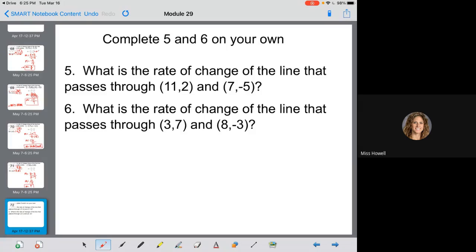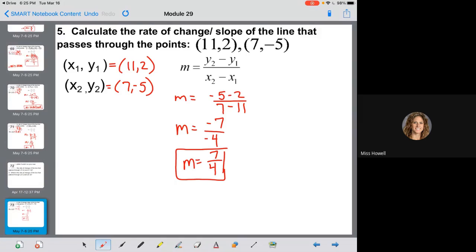All right, hopefully you've done your on your owns. Let's look at them. I chose to call 11, 2 my point number 1 and 7, negative 5 my point number 2. But again, if you had this up here and this down here, this step and this step would look a little bit different, but the final answer would still match up. So it's not going to mess you up. So negative 5 minus 2 over 7 minus 11, or you could have 2 minus negative 5 over 11 minus 7, right? My other option is the other way.